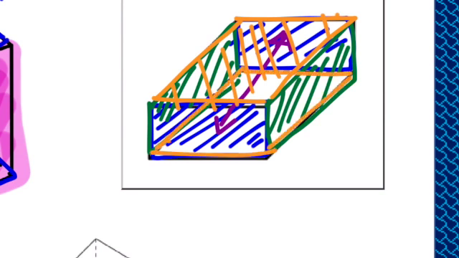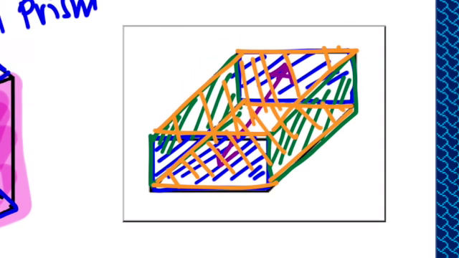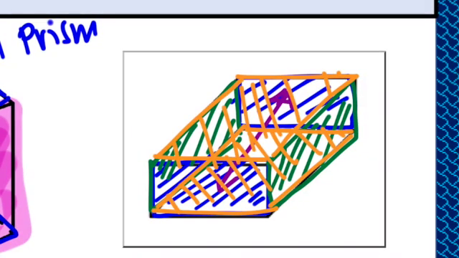Okay, I know it's getting kind of messy with all the colors, but hopefully you guys follow along. So it's really up to you on which one you pick in that case. But either way, this is known as a rectangular prism.